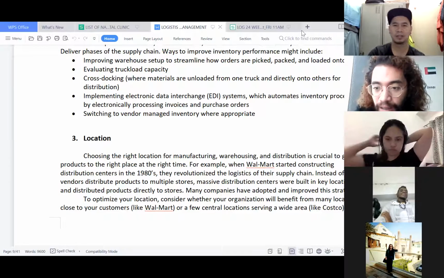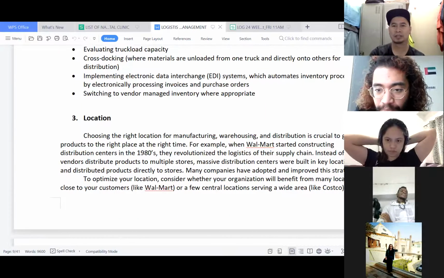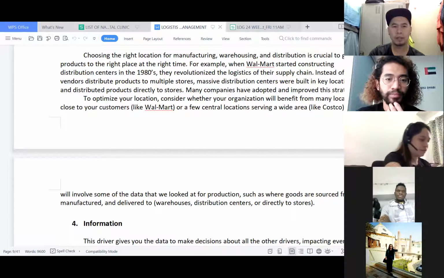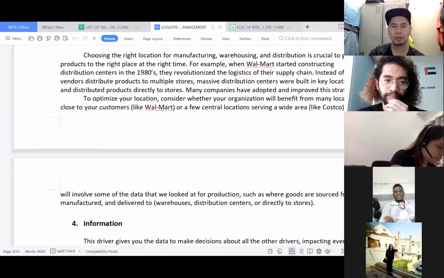Costco, yes. Continue. This will involve some of the data that we look at for production, such as where goods are sourced from, manufactured, and delivered to a warehouse, distribution center, or directly to stores.